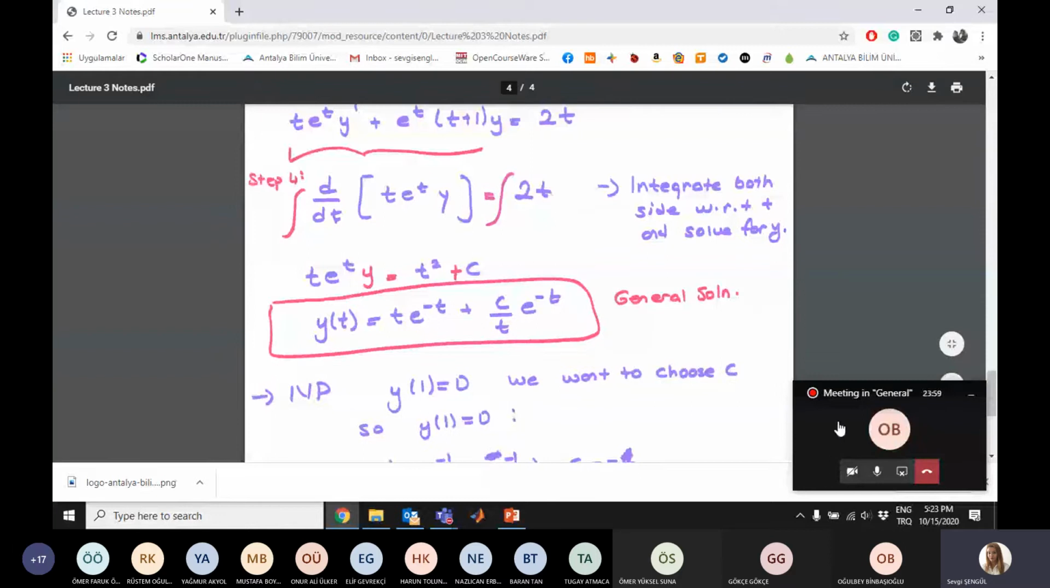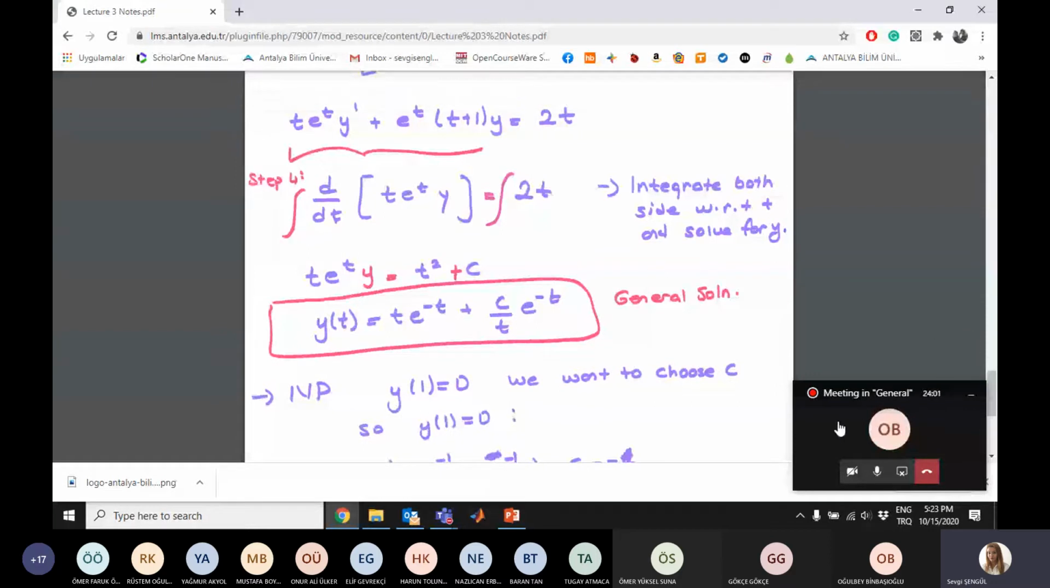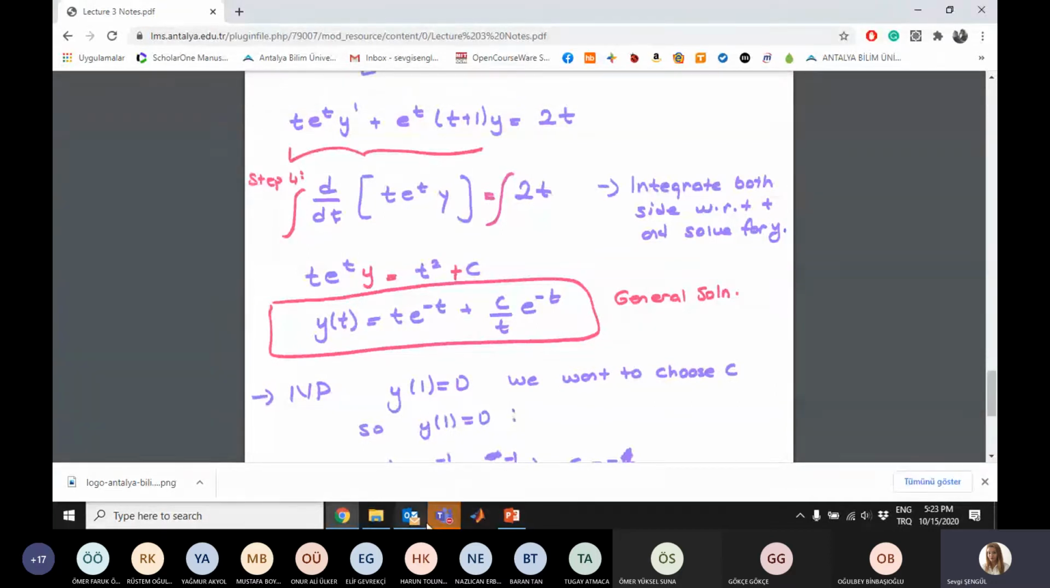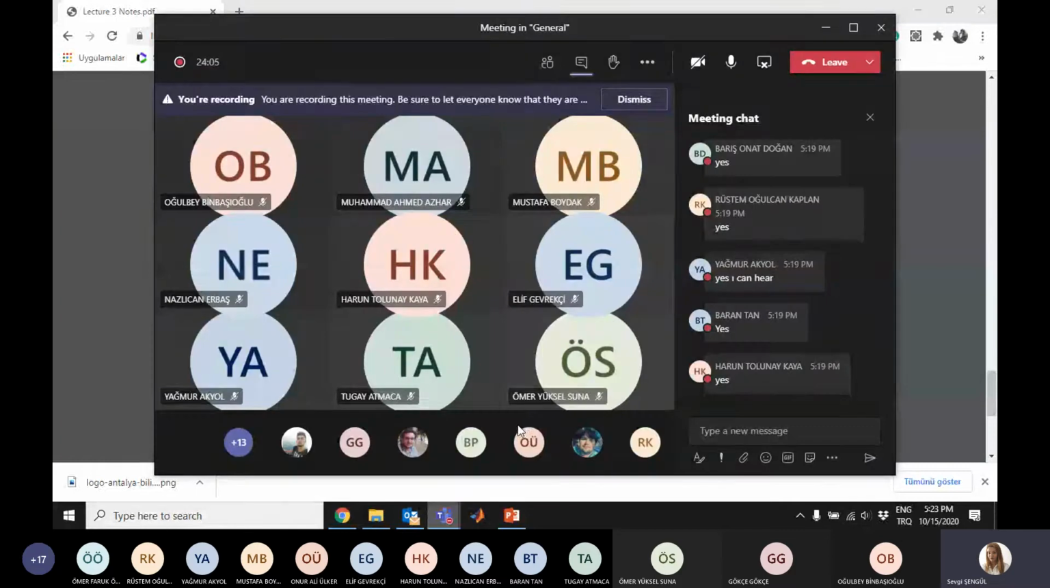And also in Pearson, you can find different examples there. Make sure that you registered and you have access to MyLab. And in MyLab, you can find different examples about the solutions of these linear differential equations. Okay? So, if you don't have a question, I will go through with the separable equations.